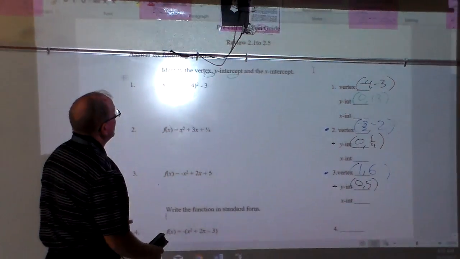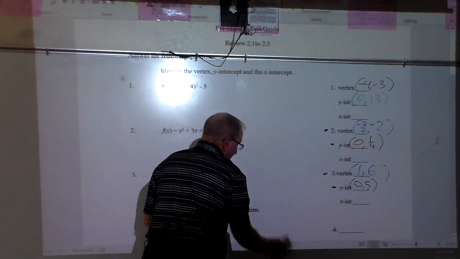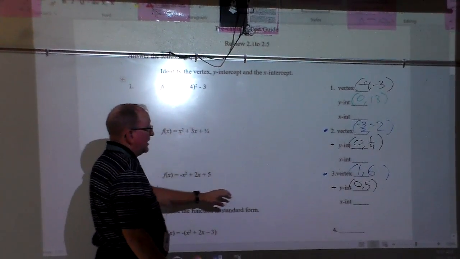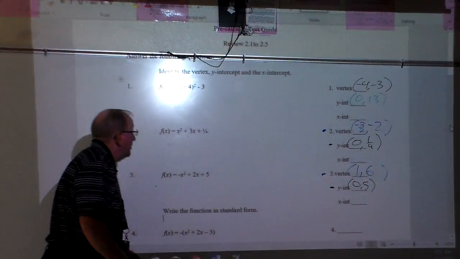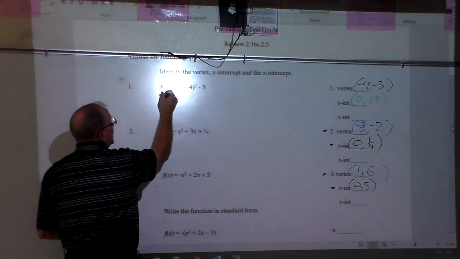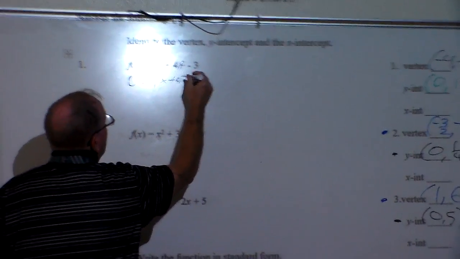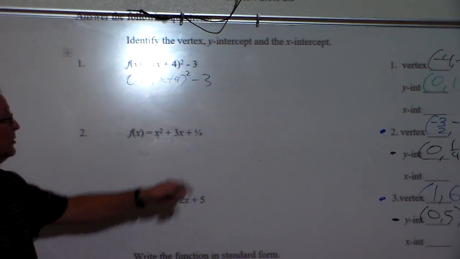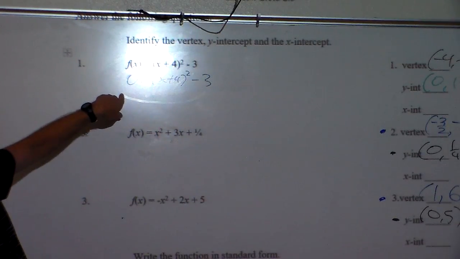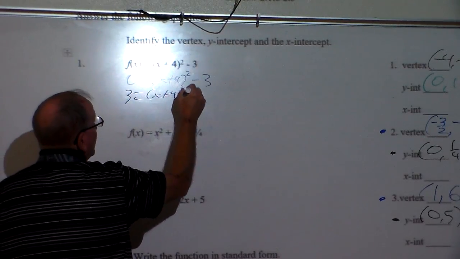What I'm going to do now is go back to the x-intercept. On this one, set it equal to 0 and do (x + 4)^2 - 3, and then just solve. What I would do is add 3 to each side. So 3 would equal (x + 4)^2.